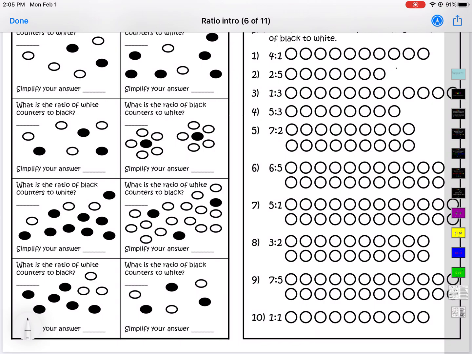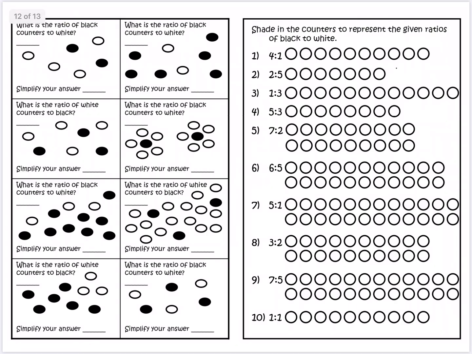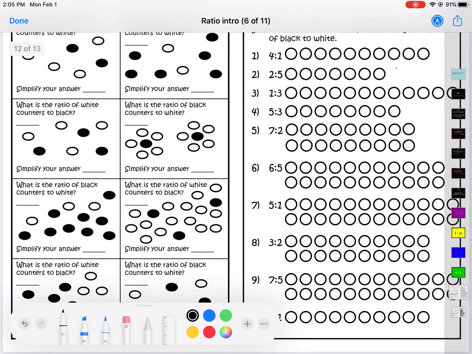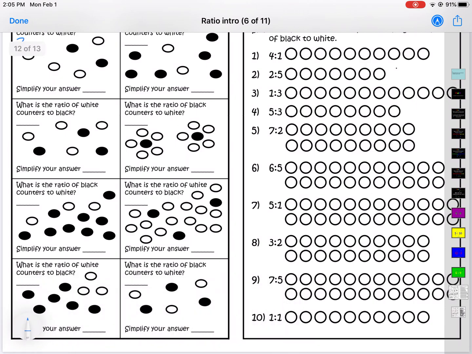Okay, so we want to write down the ratio of black to white counters for the first example up the top there. So black to white, we have 2 blacks and we have 4 whites, so 2 to 4. Simplify will give us 1 to 2. The next one was black to white as well, so that was 6 to 2. Simplified gives us 3 to 1, dividing both by 2.